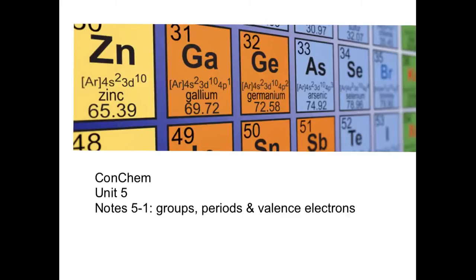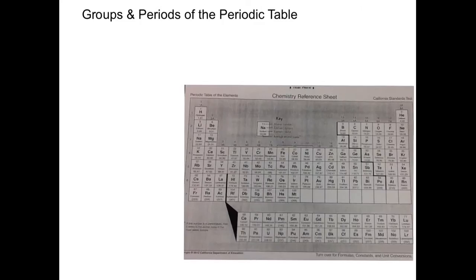You'll do fine. I'm here with you in spirit, and we're going to learn about the groups and periods of the periodic table, as well as how to calculate the number of valence electrons. The first thing we're going to learn about is how to identify the groups and periods of the periodic table. So here we have a picture of our periodic table, the periodic table that we use in class.